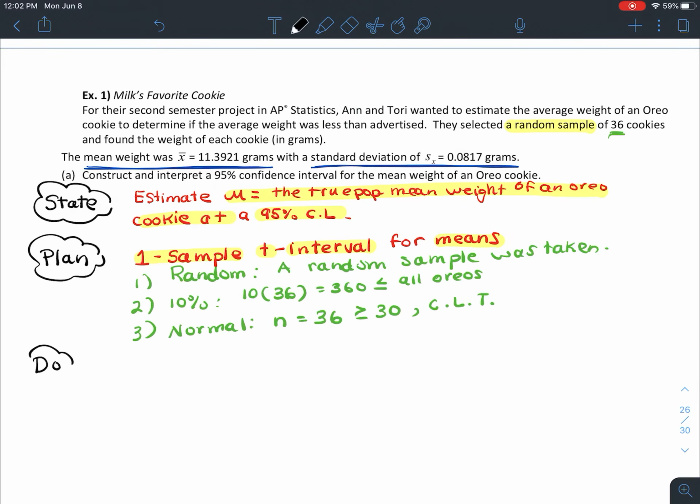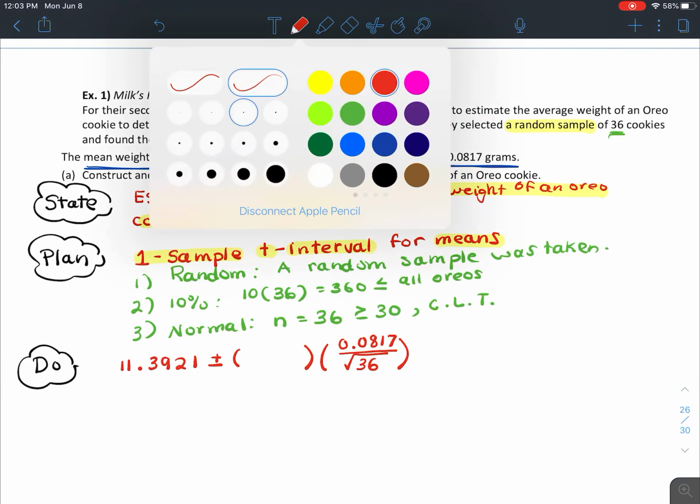Okay, now we can move on to our do step. This is where we actually take the information and put it into our formula. Okay, we start out with x bar, which is given to us right here, plus or minus the t-score. I'm going to leave a spot for that. We'll come back to that here. Times the standard error of the sample mean, which is the sample standard deviation that was given to us, I underlined that up above in blue here, divided by the square root of n, which is the square root of 36.